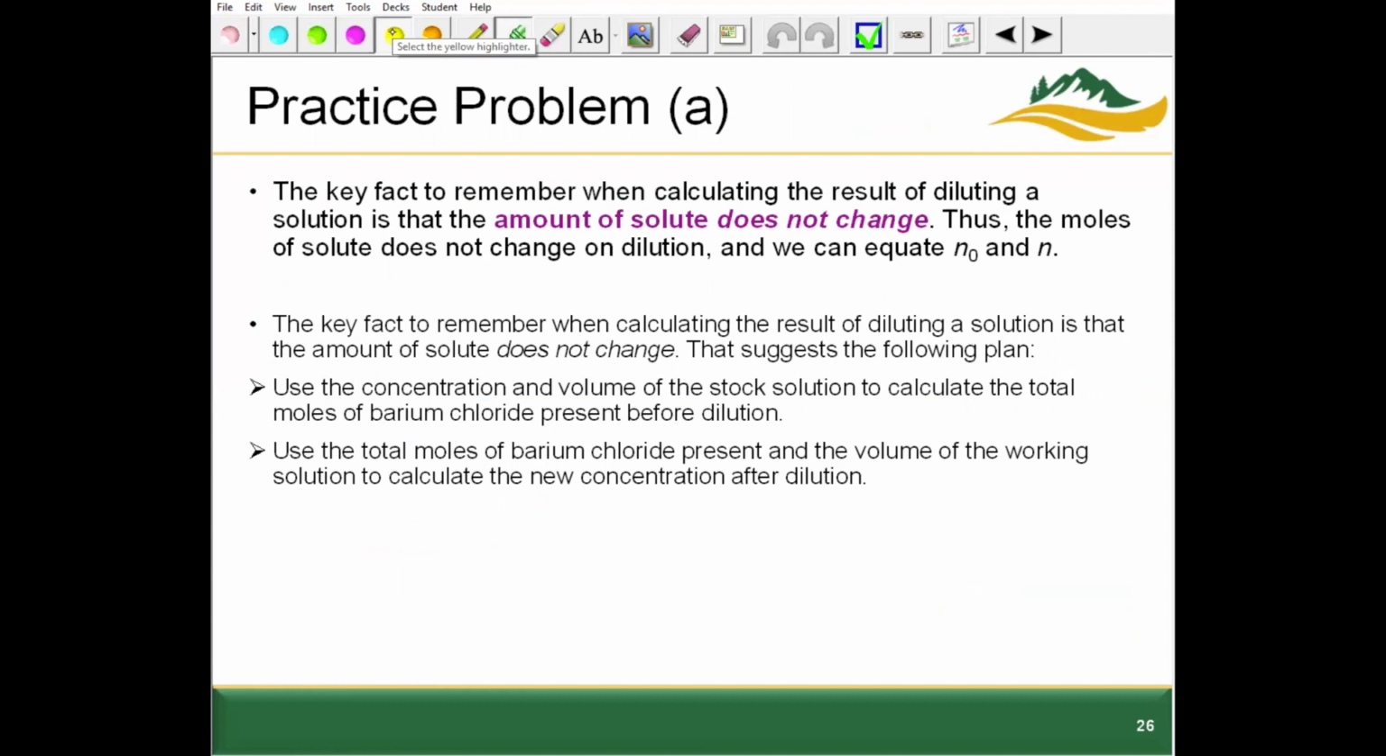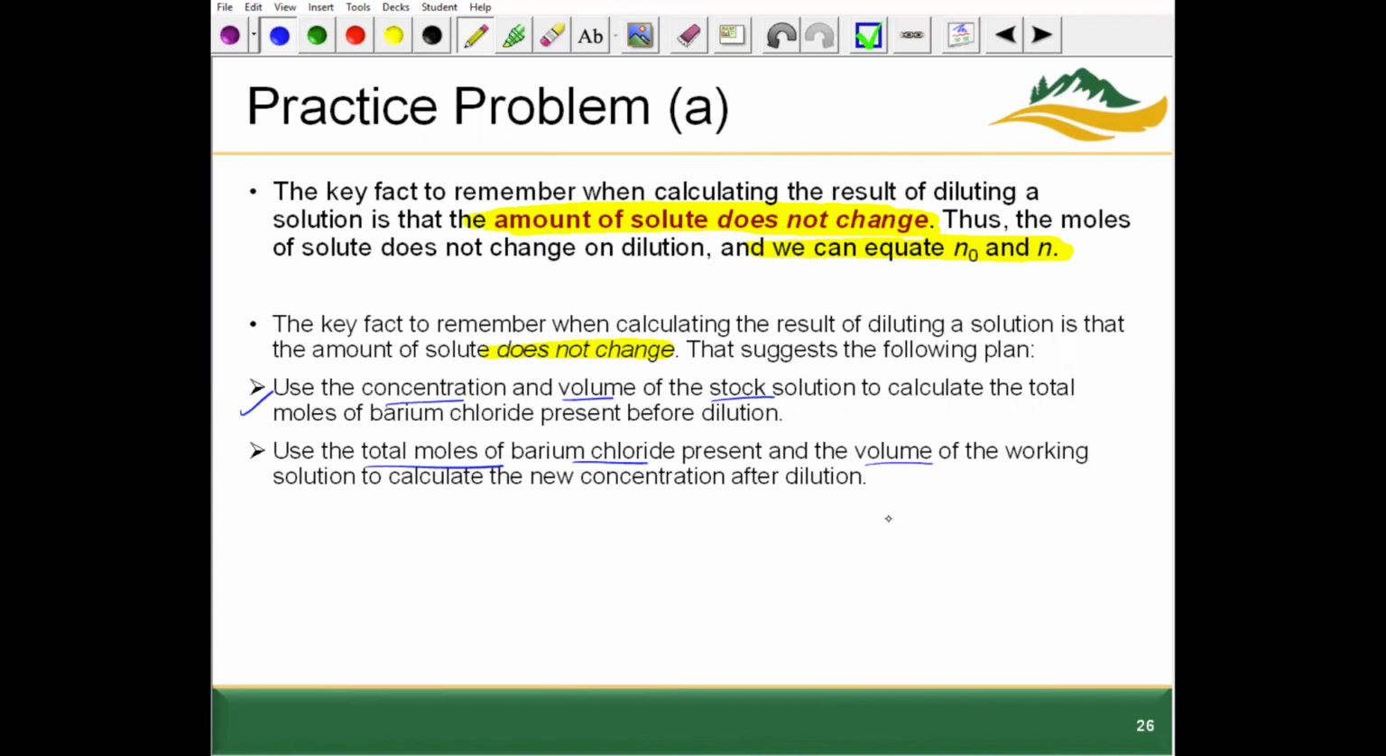To reiterate again, it's really important to remember that the moles of solute does not change in these dilution problems. That's why we could equate N naught and N. So this is a really important factor moving forward in these dilution problems. The amount of solute does not change before and after dilution. Then in solving our practice problem, we're going to use the concentration and volume of the stock solution we were given, as well as the total moles of barium chloride present and the volume of the working solution.